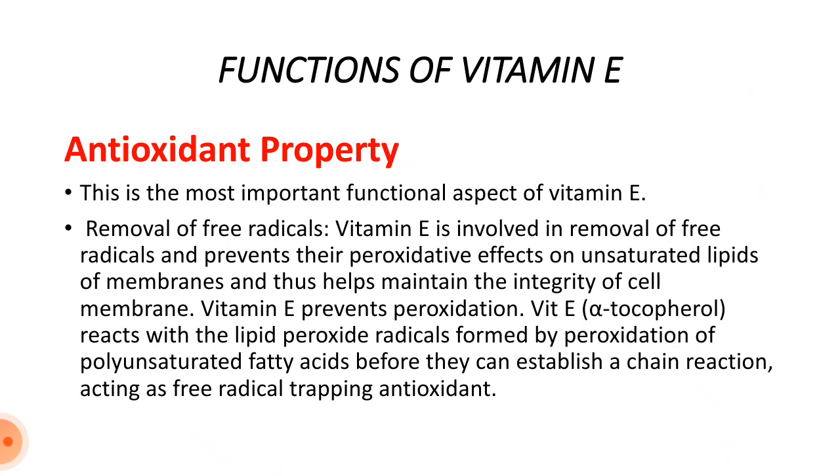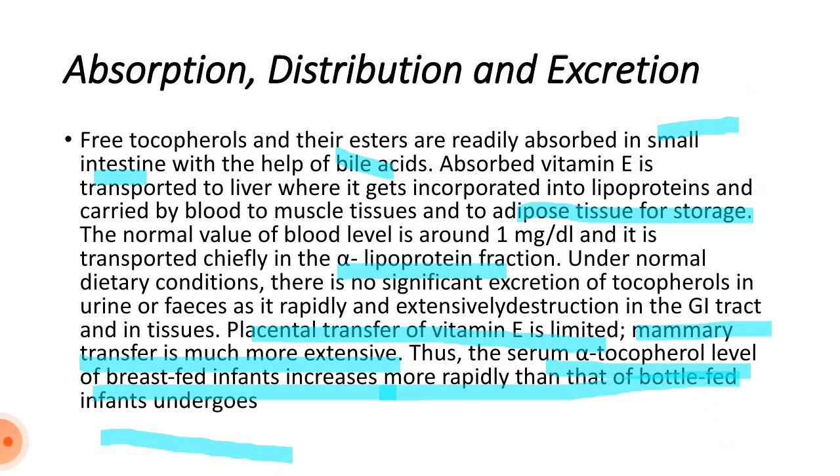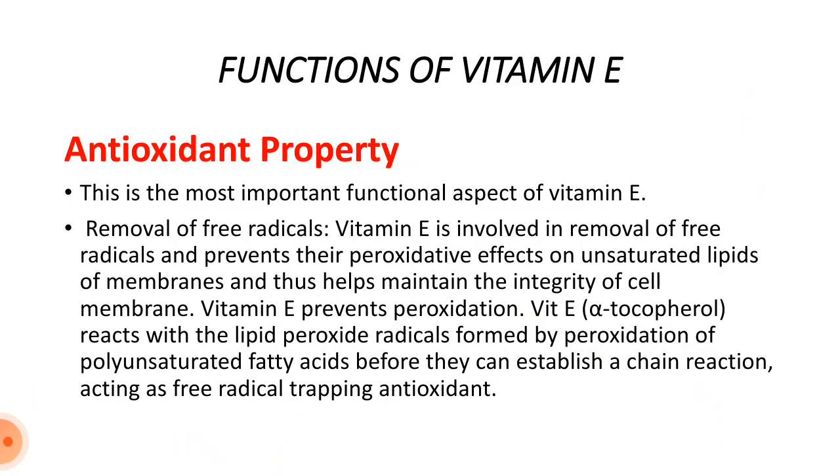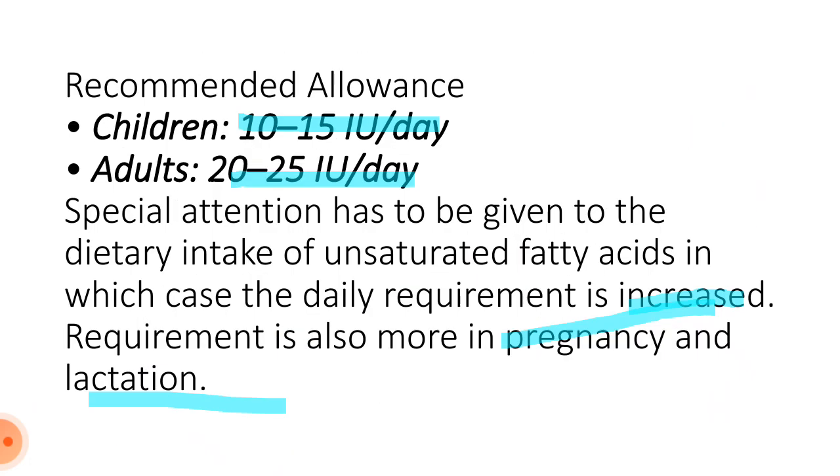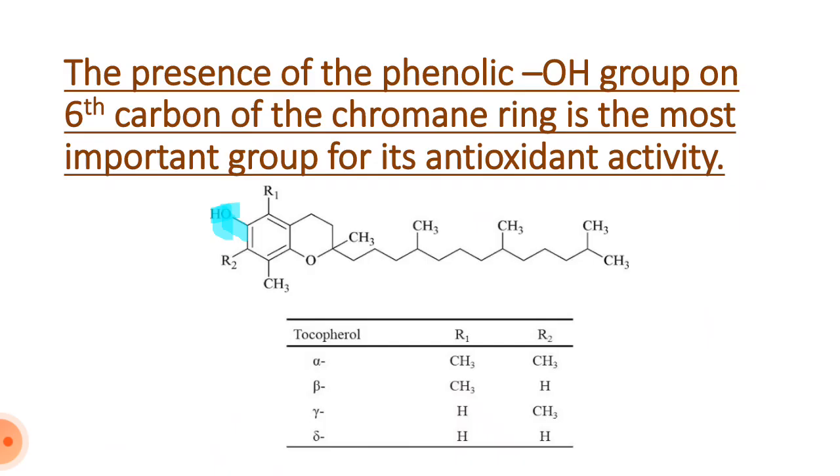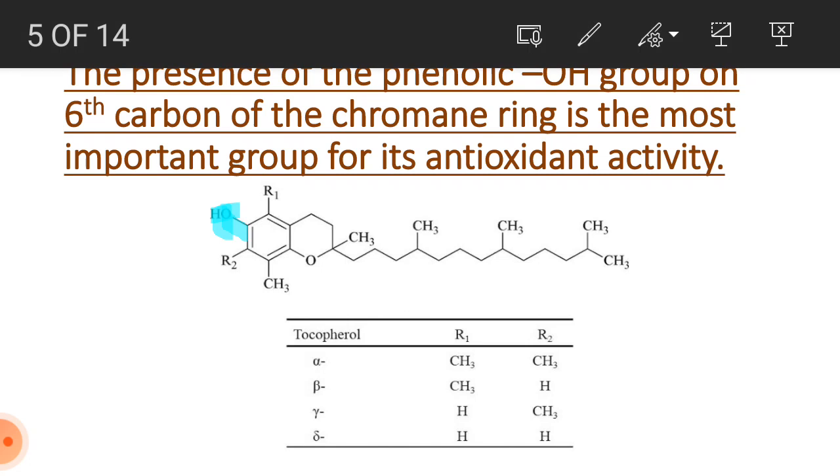Next, we shall look at the various functions of vitamin E. The first one, as we have already mentioned, is its antioxidant property. Vitamin E has the most important antioxidant property. It shows antioxidant activity because of its alcoholic, or phenolic, OH group. It is a phenolic OH group at the 6th carbon of the chromane ring.